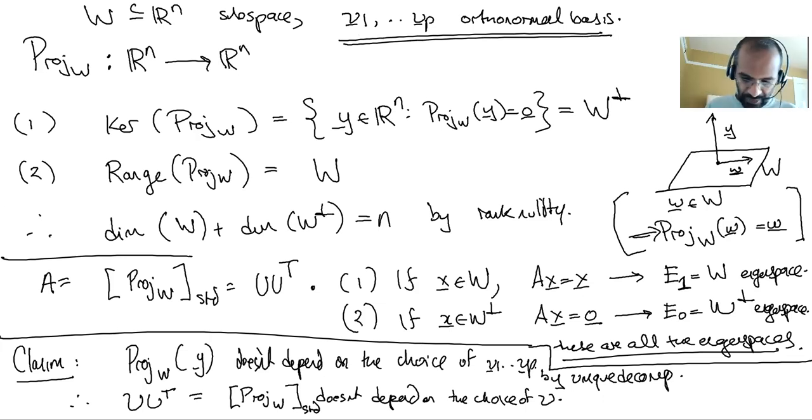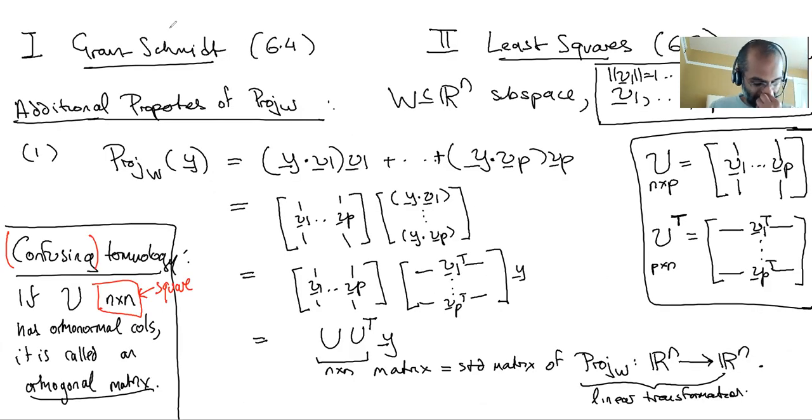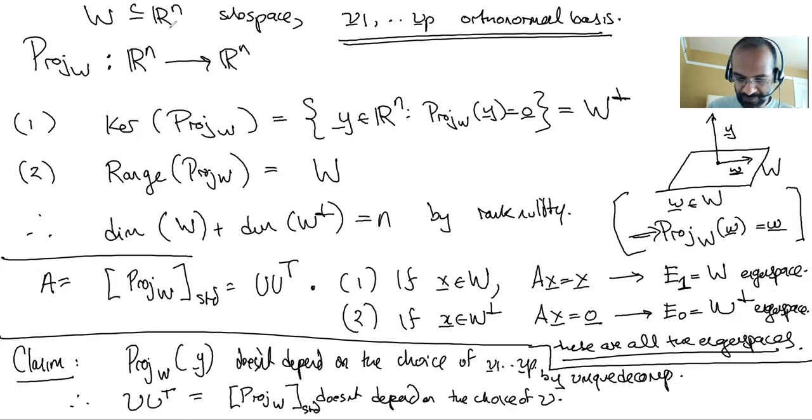Okay, so that's all I want to say about this for now. But now that we've talked so much about orthonormal bases, I want to move on to item one, Gram-Schmidt, which is how do you get an orthonormal basis for a subspace?